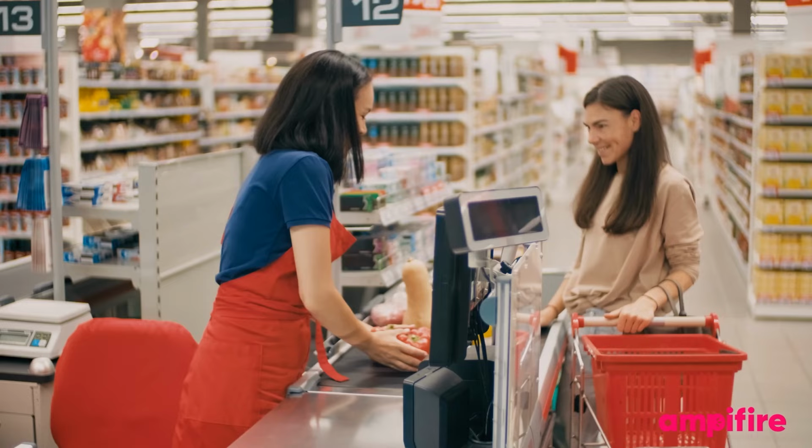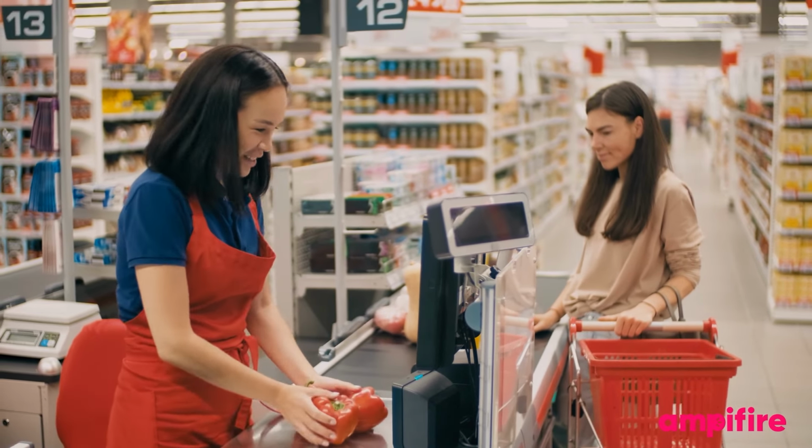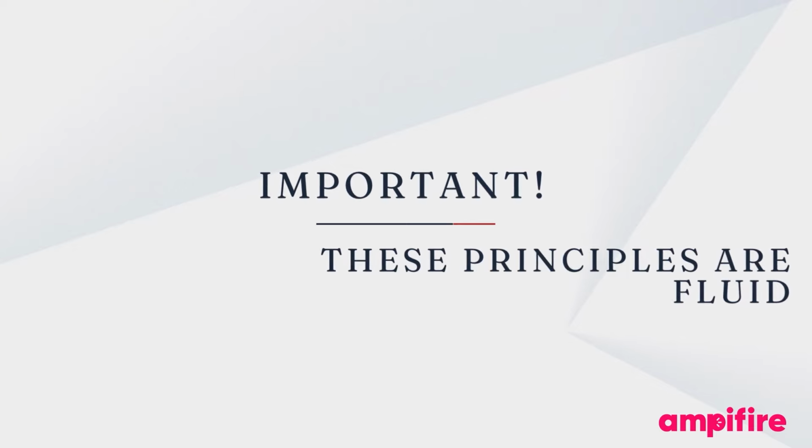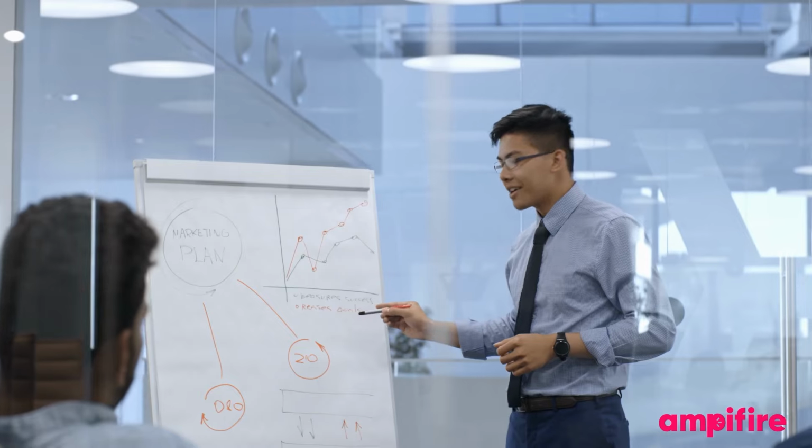Third is the who. This is your target audience, who you're pitching or selling to, who you want to find your stuff. Use it immediately after your long tail keywords. It's important to remember that these principles are fluid. That means you can change them around depending on what you want to do.